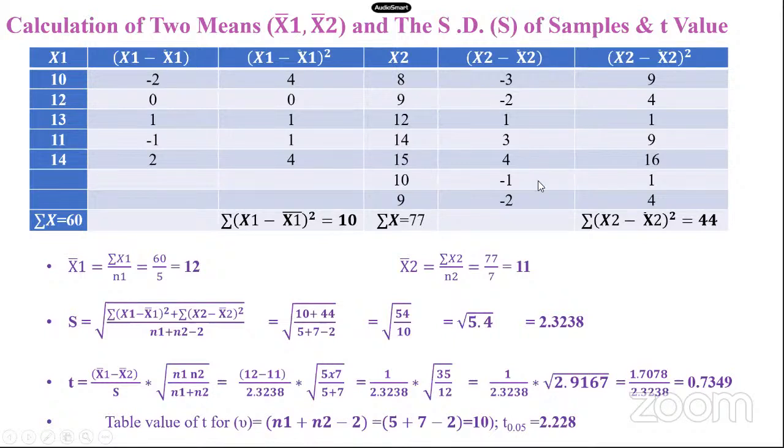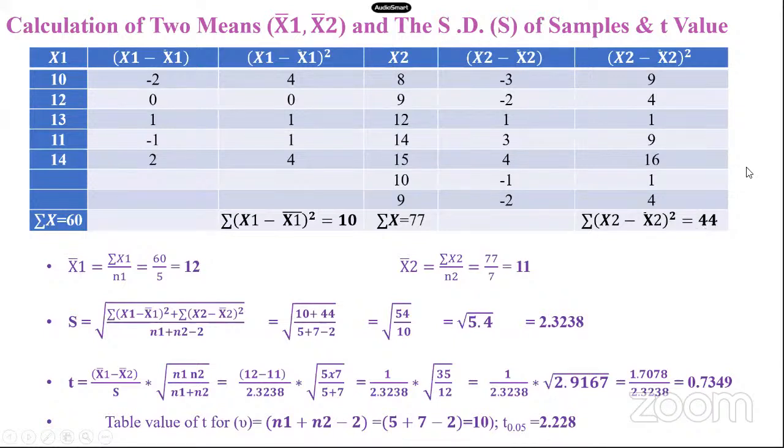Now go for the second sample. In case of the second sample, x2 minus x2 bar means 8 minus 11 is minus 3, 9 minus 11 is minus 2, 12 minus 11 is 1, 14 minus 11 is 3, 15 minus 11 is 4, 10 minus 11 is minus 1 and 9 minus 11 is minus 2. Now take the square. Squares are 9, 4, 1, 9, 16, 1 and 4. Now take the sum of the squares. It is 44. It is applicable for standard deviation.